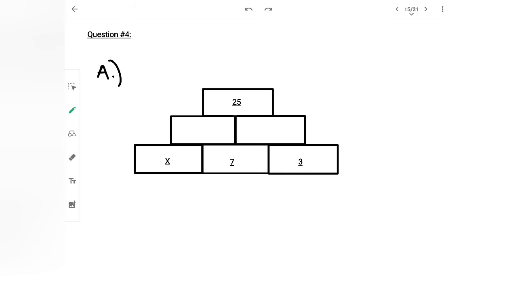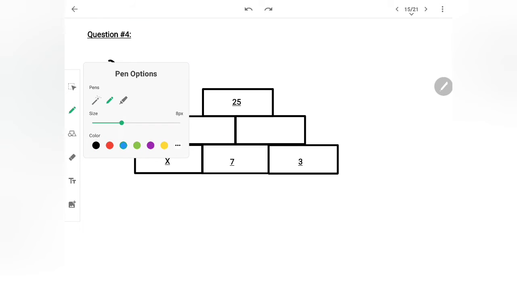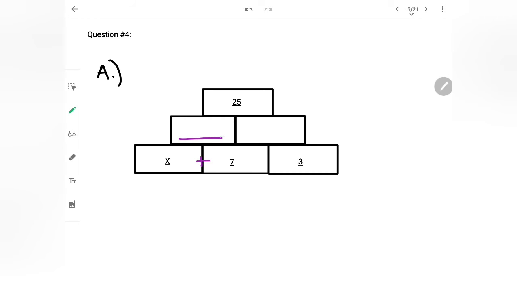Now, for our next question, question number 4, this is a fun kind of equation. It's actually just starting out with pyramids and finding out the numbers in the blanks. So we're solving for these 2 blanks in this equation. Basically, as far as this kind of question goes, we'll notice that 7 plus x should be equivalent to this blank right here, and 7 plus 3 should be equivalent to this blank right here. And when you add these two blanks together, they should equal 25.